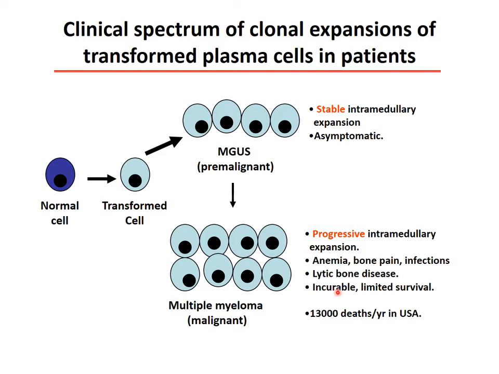There's only one problem with multiple myeloma: it is incurable and the survival rate is very limited. In the United States, we have about 13,000 deaths per year due to multiple myeloma, about 1% of all hematopoietic neoplasia deaths caused by this plasmacytoma.